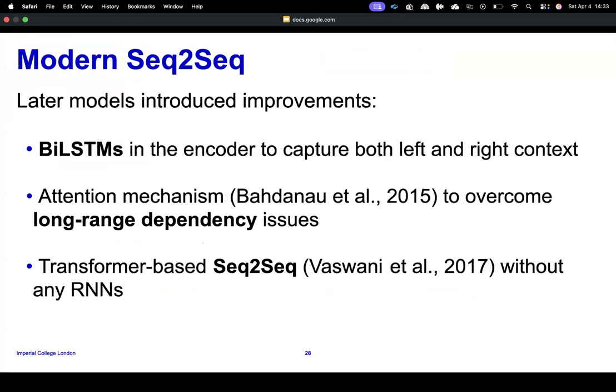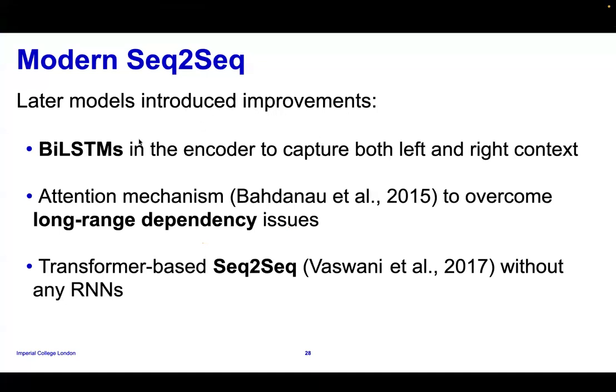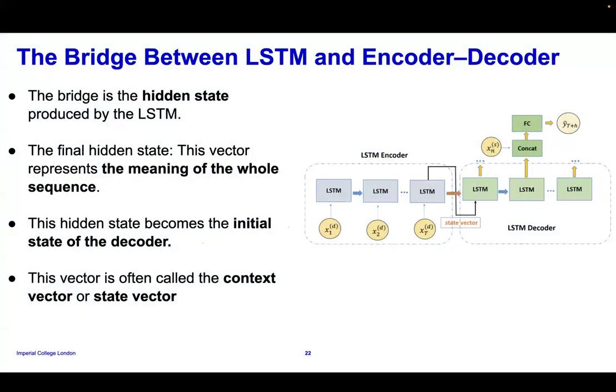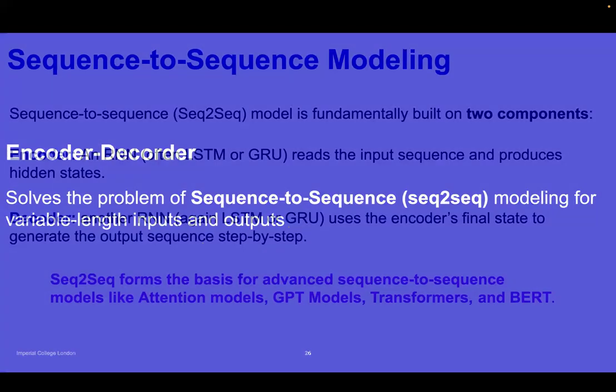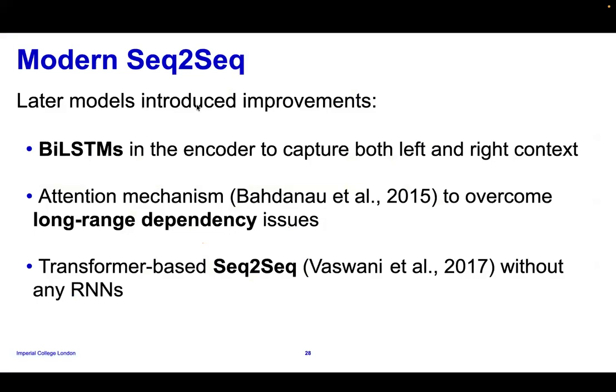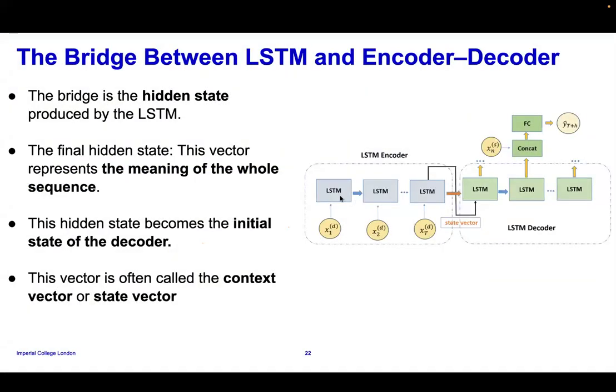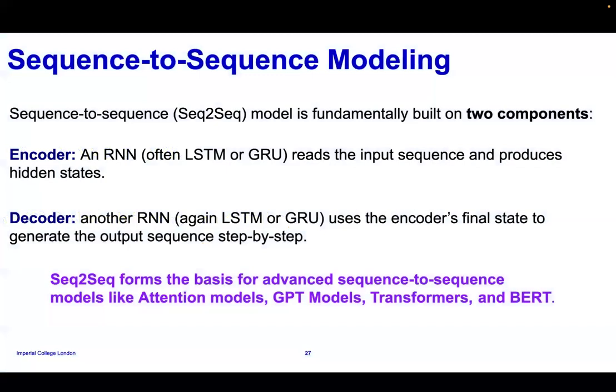And transformer-based Seq2seq, without the RNN, we can see later. The model introduced improvement by BiLSTM. The encoder captures both left and right context. So we need an architecture that can capture both left and right. If we use BiLSTM here, this is a normal LSTM. So if we use BiLSTM, it can capture both the left and right. Here is the classical representation of an encoder. But if you have BiLSTM inside, not vanilla LSTM, it can capture both left and right, which is needed for that.